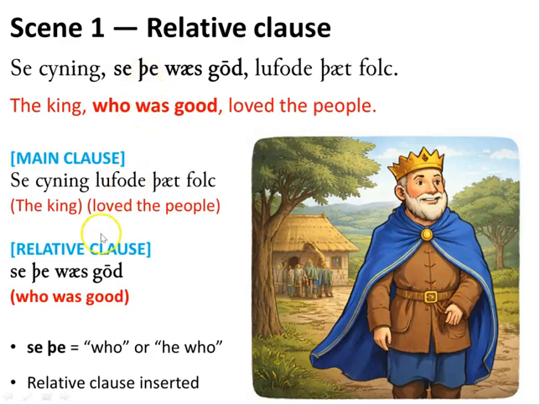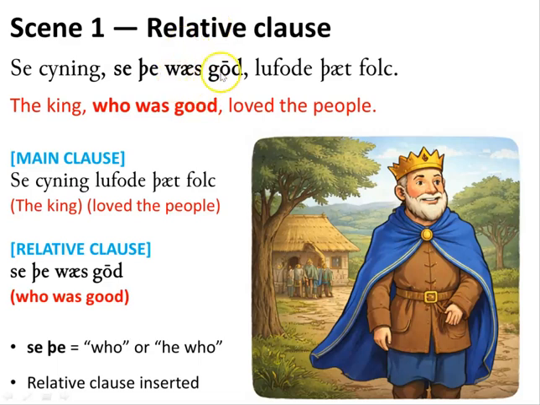The indeclinable particle, it only has this one form, þe, meaning who or which. Now this is what you could call the relative particle, and so it introduces the relative clause. So your relative clause, þe wæs gōd, who was good. Se here, it's the masculine demonstrative. It could become he who. So the king, he who was good, loved the people. Who is probably an appropriate translation in this sentence here. The relative clause is inserted.